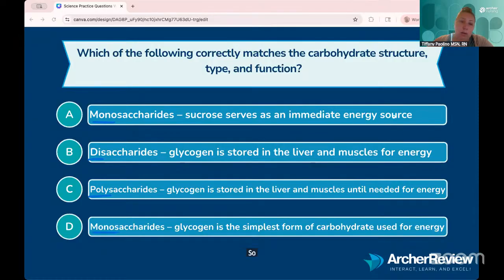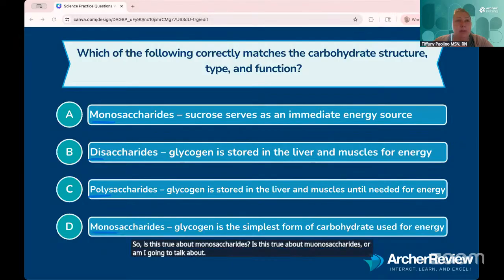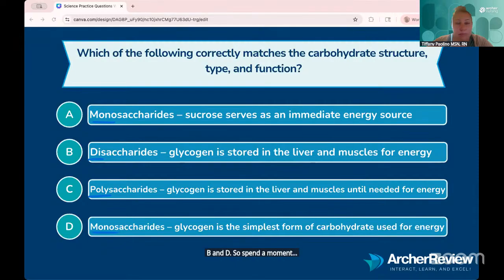So is this true about monosaccharides? Is this true about no monosaccharides? Or am I going to talk about B and D? So spend a moment. All about memorizing terms here. So what is true? What is correct? One more minute. I know, tough one, right?